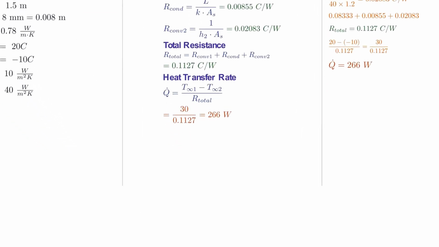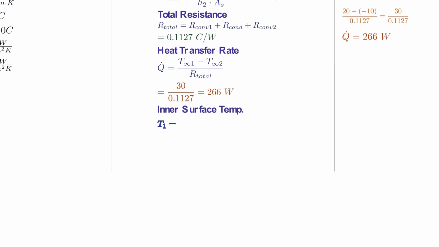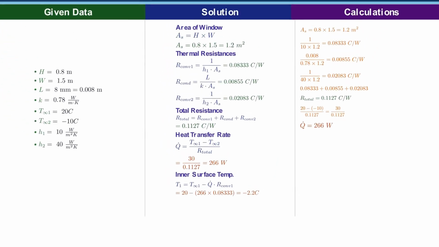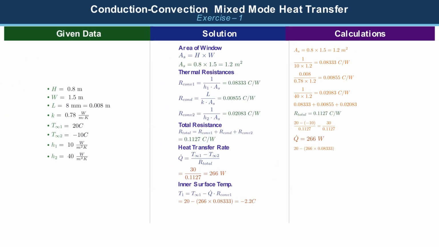The idea here is simple. As heat flows from the room air at 20 degrees Celsius through the inner convection resistance, there must be a temperature drop. The inner surface temperature is lower than the room air temperature. The formula is T1 equals T infinity 1 minus Q dot times R-conv1. Substituting, T1 equals 20 minus 266 times 0.08333. T1 equals 20 minus 22.17. T1 equals negative 2.2 degrees Celsius.